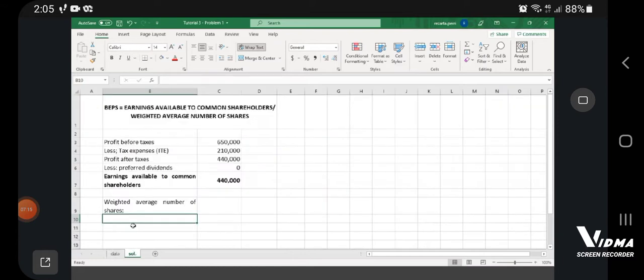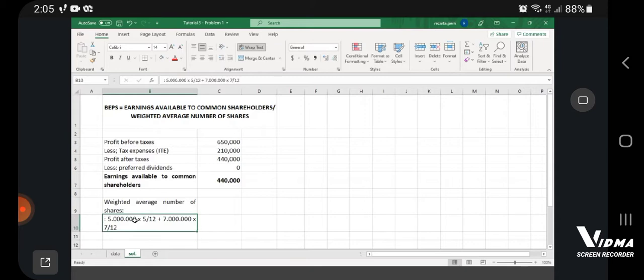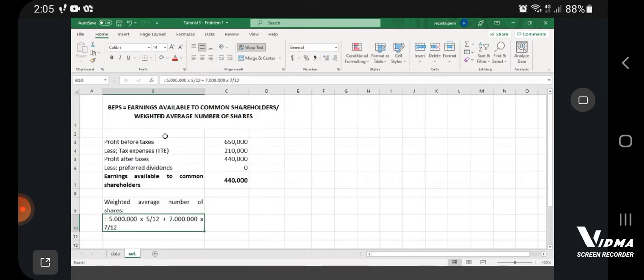That means that basically I can represent the calculation like this. We can start with 5 million shares. They have been in issue for 5 months out of 12 months of the year. Plus, we have then, after the date, 7 million shares which have been in issue for 7 months out of 12. So this is a way to represent the calculations of the number of shares, okay, like this.